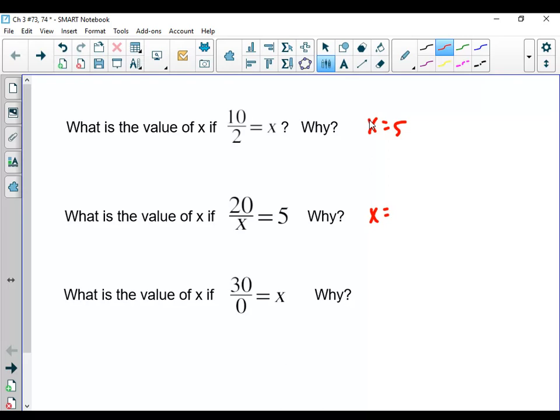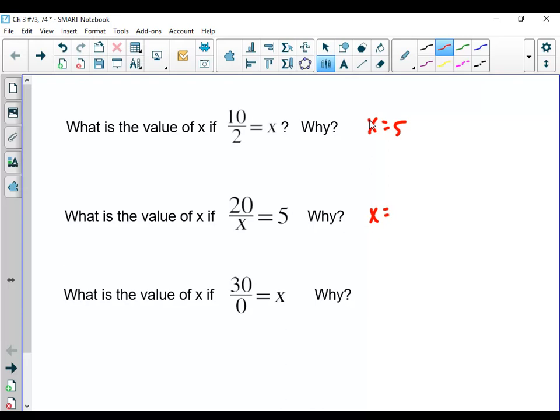Okay, so you can think of it in terms of groupings. All right, so I got 10 things. I can put them into 2 groups, so each group would have 5 items in it. Okay, that's one way to think about it. The fraction can be simplified to 5 over 1 because you can divide both of them by 2. Okay, so in terms of simplifying, they're both divisible by 2, which will give me 5 over 1. Okay, that's a good way of thinking about it.